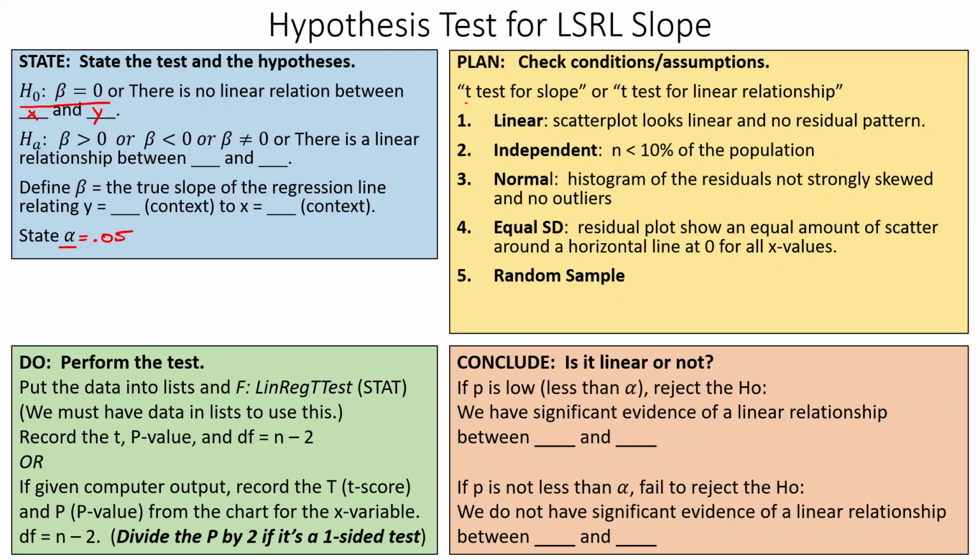All right, so we are doing a t-test for slope or a t-test for linear relationship. Either one of those is fine. I usually just like to use slope because it's a shorter word, but it really is a t-test to see if there is a linear relationship or not.